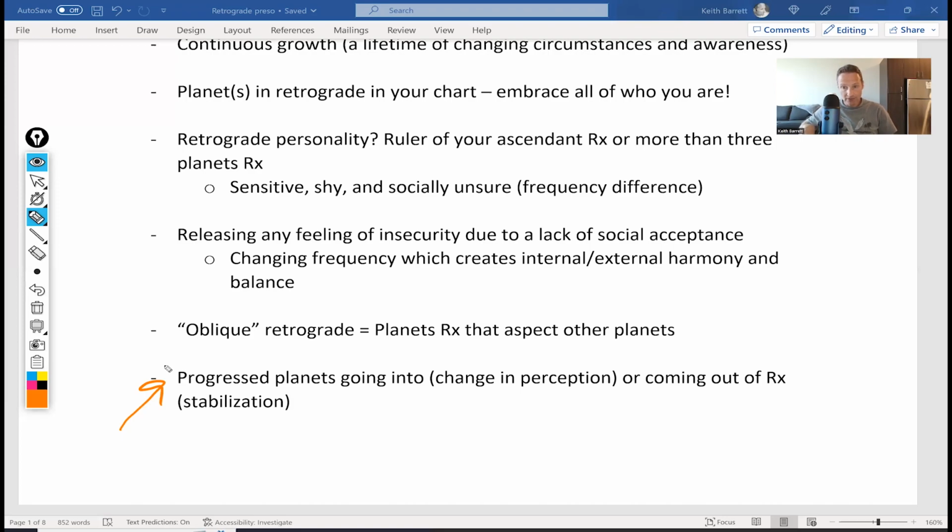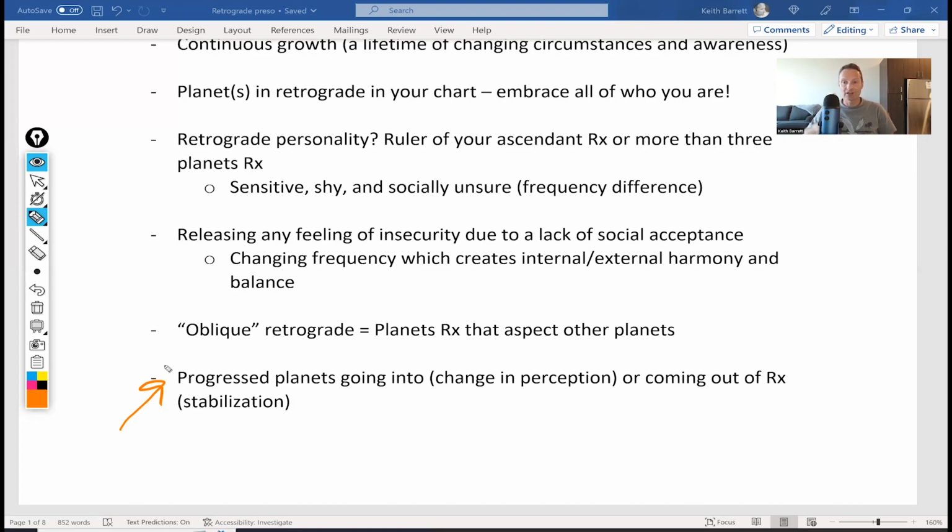And then the other direction, so let's say you had your Mars in Capricorn retrograde in your natal chart, and then I look 35 days after you were born and your Mars is in Aquarius, but it's now direct. That would be the other side of it.